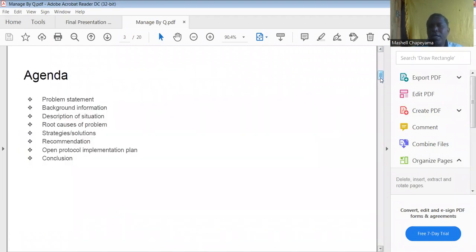I want to focus on the agenda as of now. What are we going to cover? We are going to cover the problem statement, the background information, description of the situation, the root causes of the problem, strategies and solution, recommendation, and the open protocol implementation plan. Then we look at the conclusion.